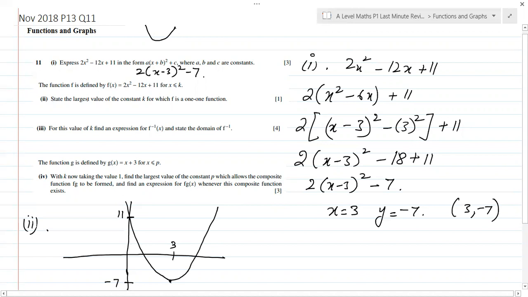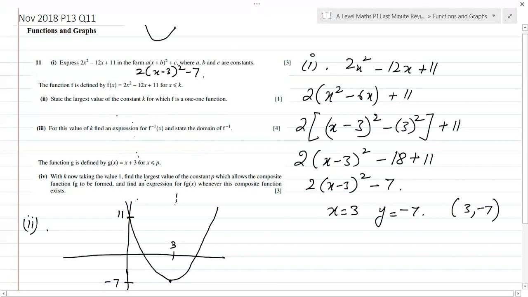Now it says state the largest value of the constant k for which f is a one-to-one function. If it's a one-to-one function, that's the only case when it's going to have an inverse. Otherwise, it can never have an inverse. So to get an inverse from a quadratic function, we make it a one-to-one function. That means we are considering one side of the graph, from the line of symmetry. So that's the line of symmetry that we have over here.